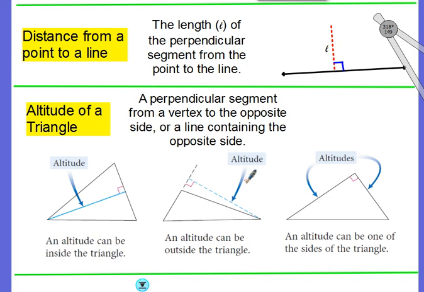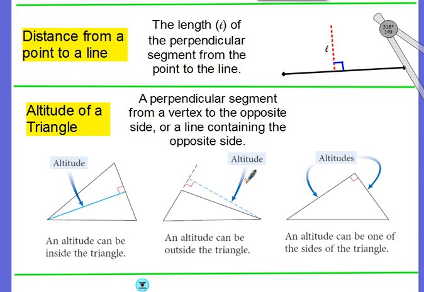So I also want you to write down these two definitions. The distance from a point to a line is the length of the perpendicular segment from the point to the line, which is similar to what I just said. If you're asked what's the distance from this point to that line, it's only the line that is the perpendicular segment. And then a new definition, the altitude of a triangle: a perpendicular segment from a vertex to the opposite side, or a line containing the opposite side.